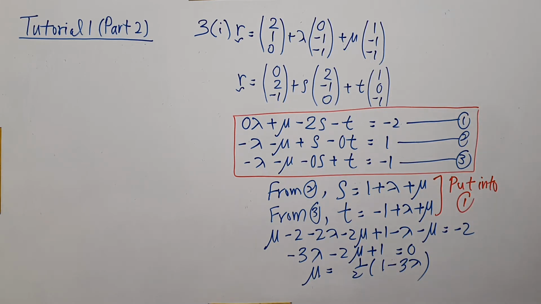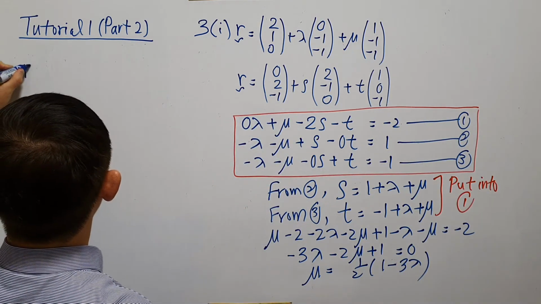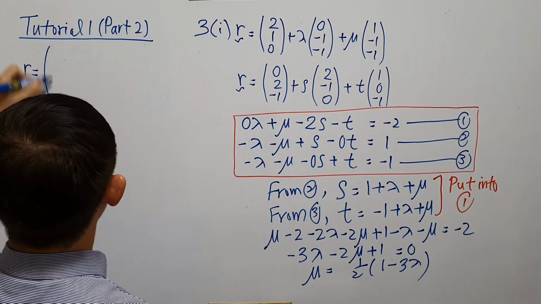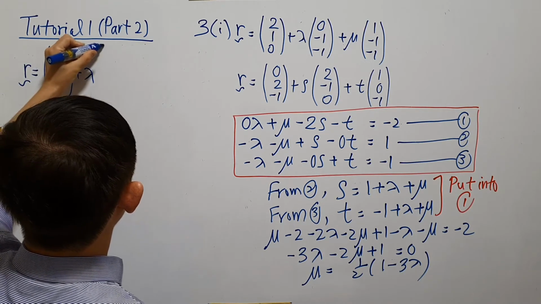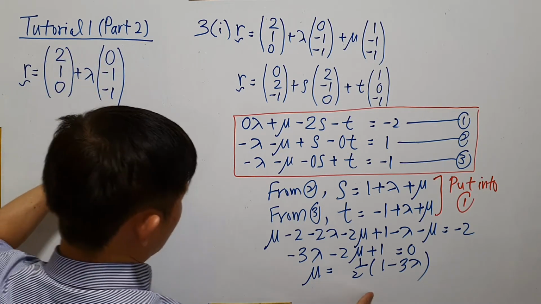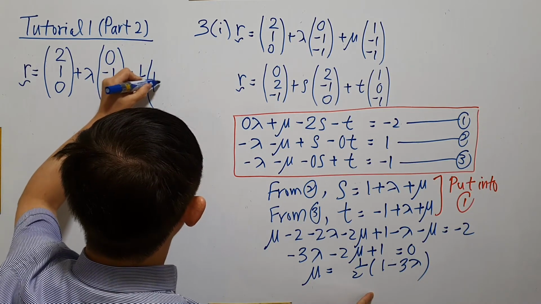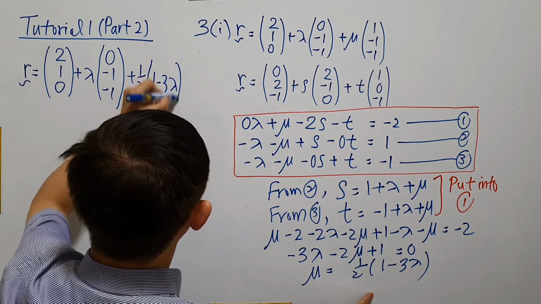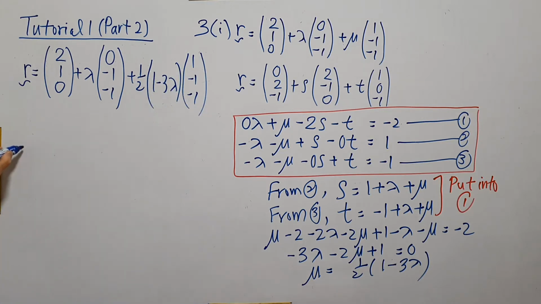So now I'm ready. You must be very brave to just plug it in, put this thing inside here. So now I intend to plug it in. I will get r equals 2, 1, 0 plus lambda 0, minus 1, minus 1. In place of mu, I put in half of 1 minus 3 lambda, and then the vector 1, minus 1, minus 1. Okay, now how do I tidy up my equation?